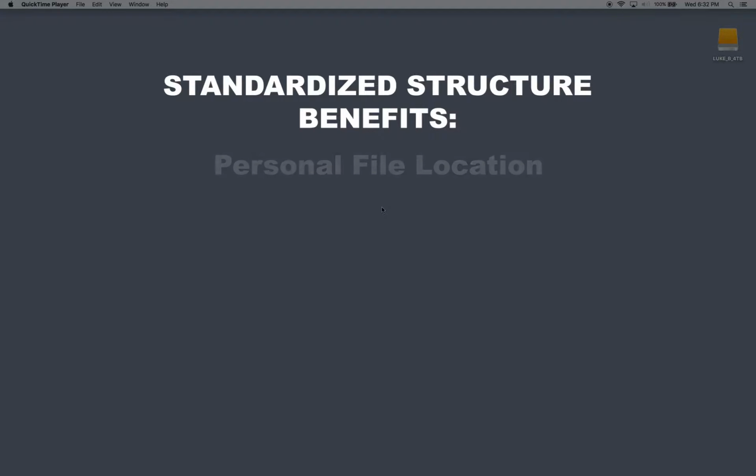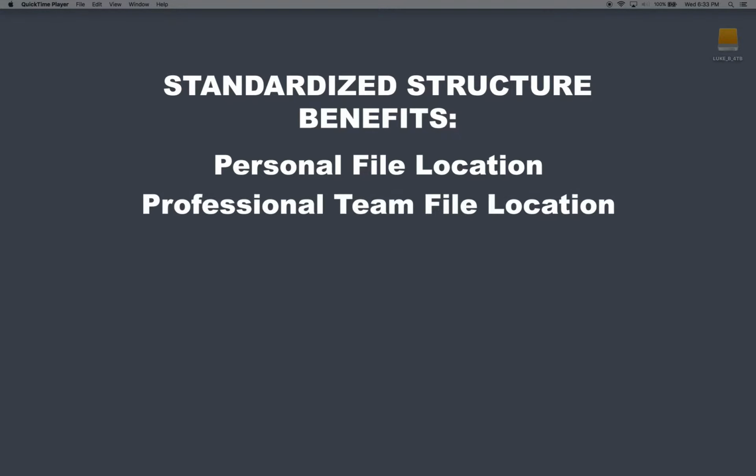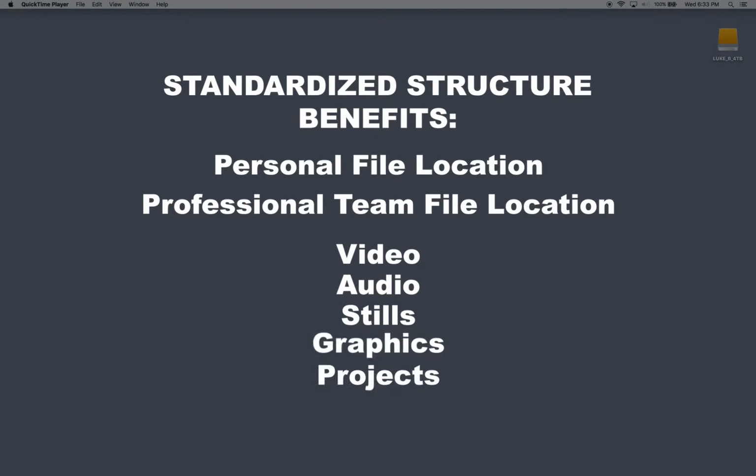First of all, it makes it easier for us to find our own files when we're working alone. But also, in the professional world, when we're collaborating with a team, it is very important that we have a standardized file structure outside Premiere at the file level in Finder or Windows Explorer, and then inside Premiere. Because when you're working with a team, it's very important for everyone on that team to be able to find video, audio, still images, graphics, various project files, etc. quickly and easily, because wasted time is wasted money.